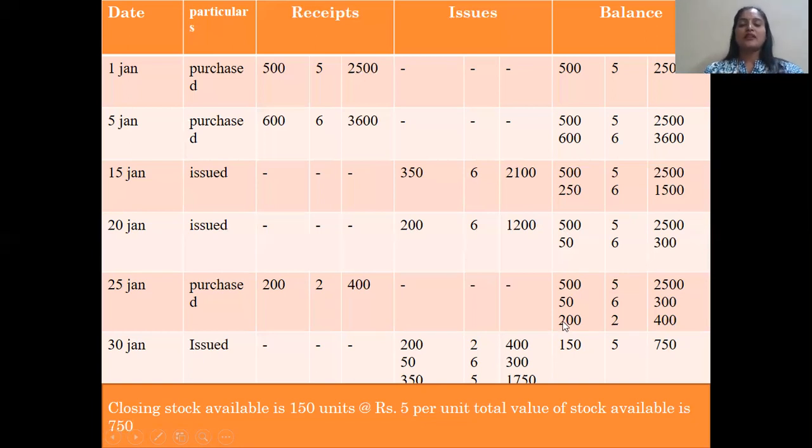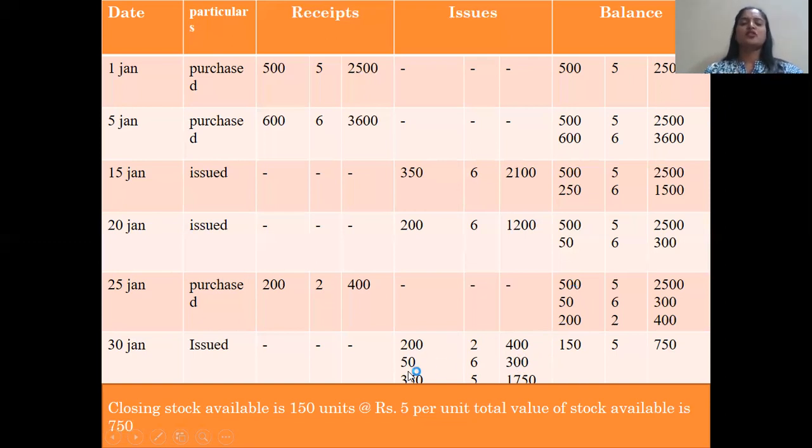What is the last balance? 200 is available. First issue that 200. What is the cost per unit? 2. What is the amount? 400. That should be issued. Next, what is the balance available in the second lot? 50. Issue that to the production department. 50 into 6, so 300.